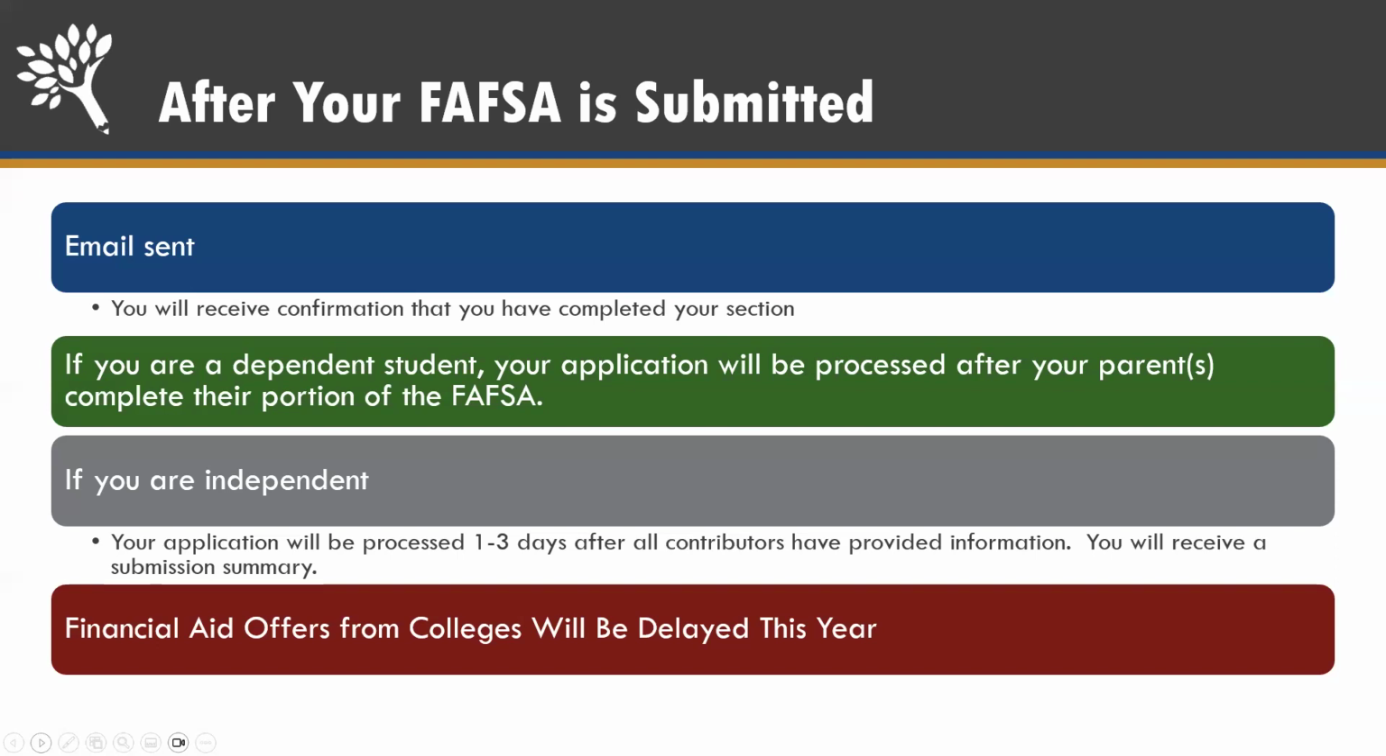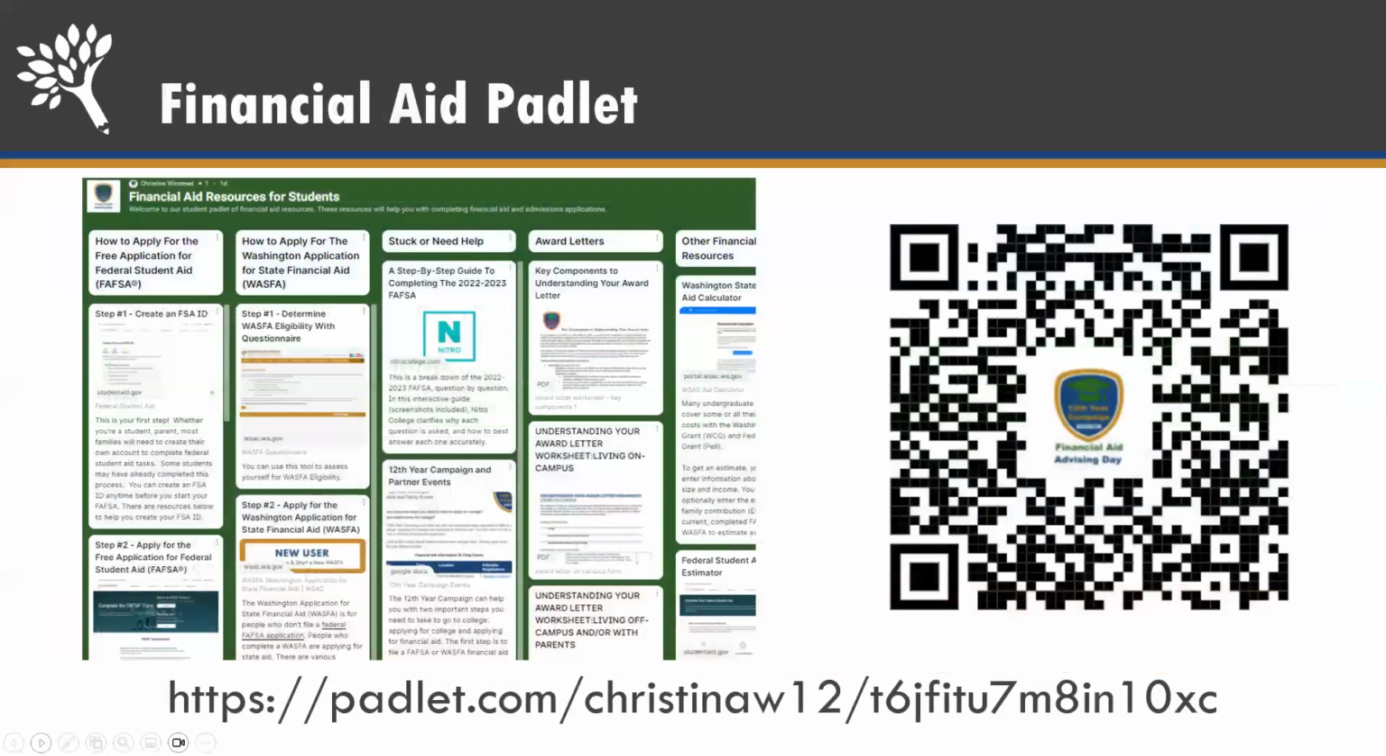Don't worry, we have resources for you. So the 12th Year Campaign has our Padlet. We're part of the Washington Student Achievement Council. We provide resources to support you as you take your next steps to education after high school. We will hold financial aid offer events to help you navigate your financial aid offer. And so all of those events will be right on this Padlet.